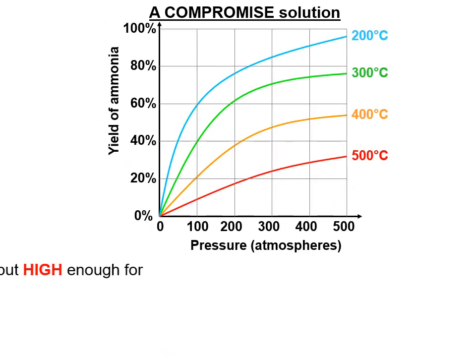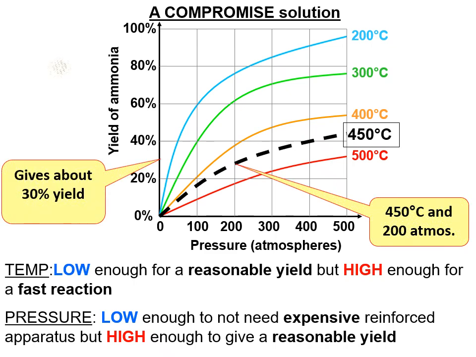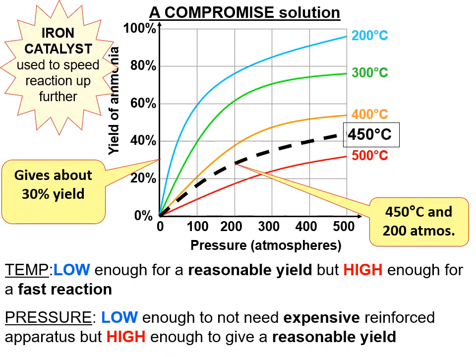You would also need an iron catalyst to speed up the reaction. Although the iron catalyst speeds it up, it can also go back in the other direction. So the iron catalyst can be used to also speed up the reaction further.